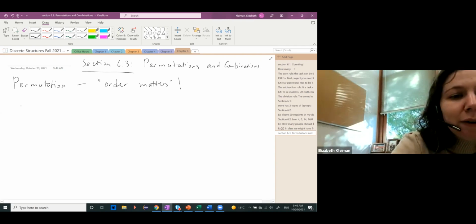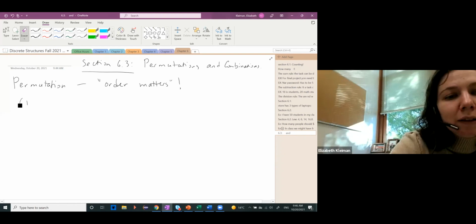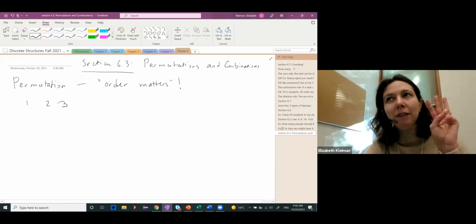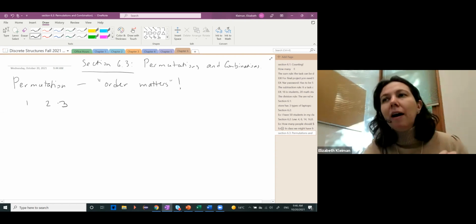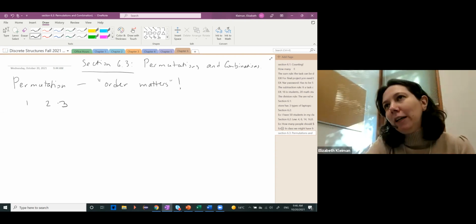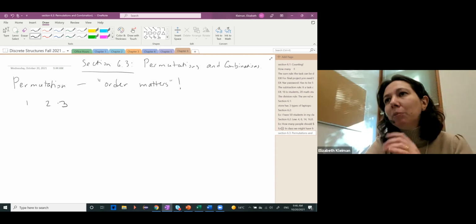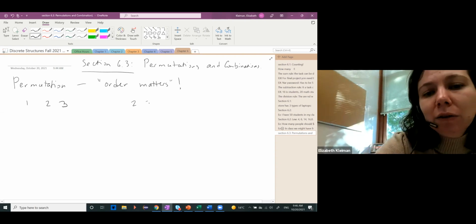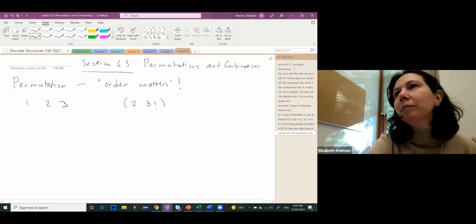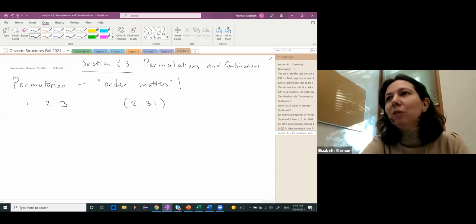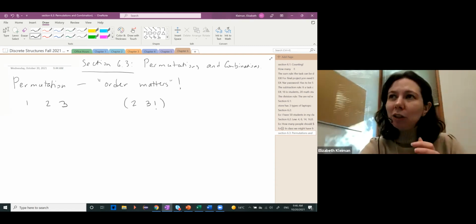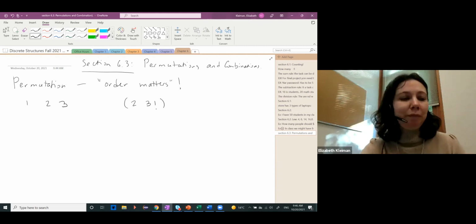Assume I have 1, 2, and 3. 3 numbers, 1, 2, and 3. I can reorder them. Agreed? I can put them in a different order. I can, for example, say it's 2, 3, 1, correct? I change the order of my number. This is permutation. So when you use the same elements, but you change the order, it's a permutation.